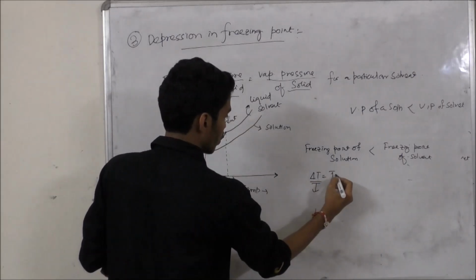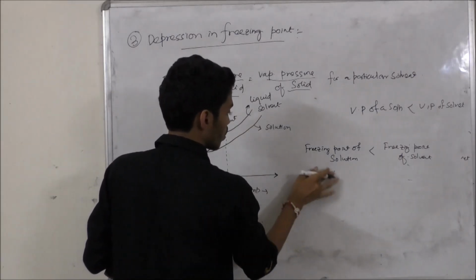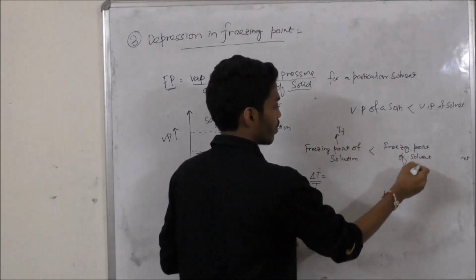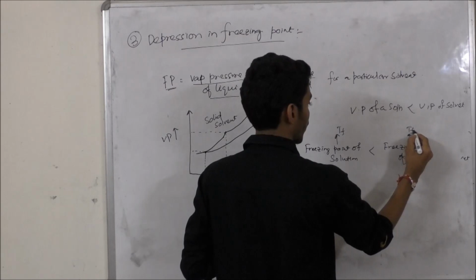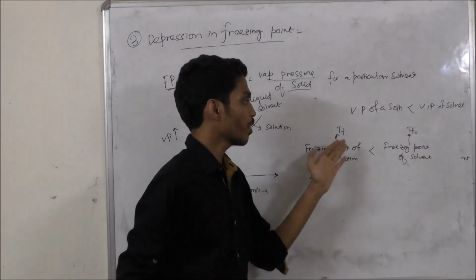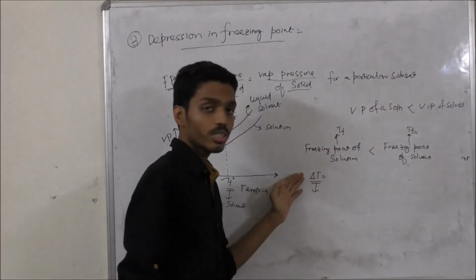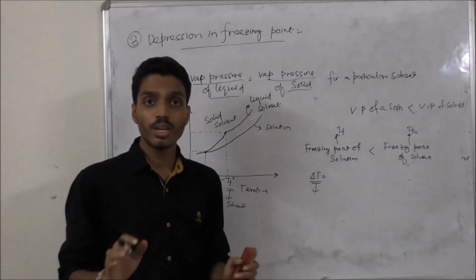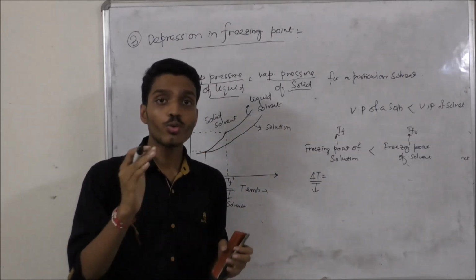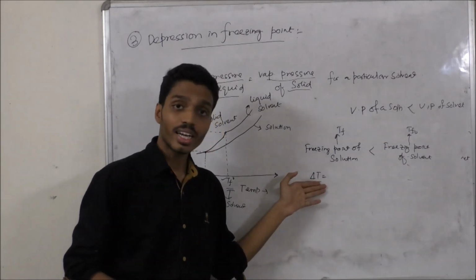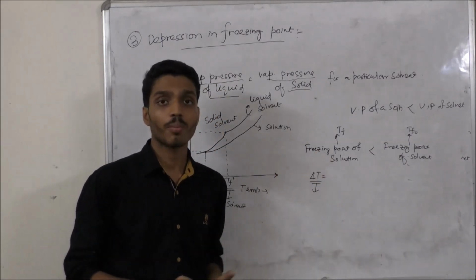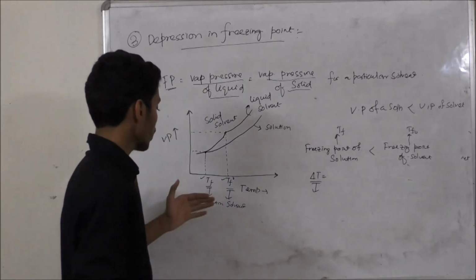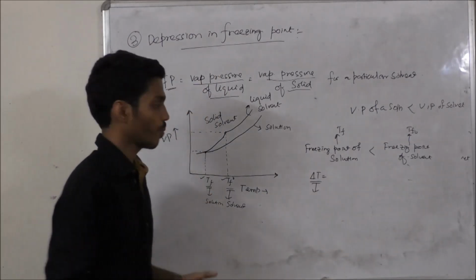Okay, so the freezing point of the solution is TF and the freezing point of the solvent is TF naught. The difference between these temperatures is delta T, which is equal to the depression in freezing point. It means that we need to drop the temperature by this delta T amount again to freeze the solution, because the freezing point of the solution is lower.